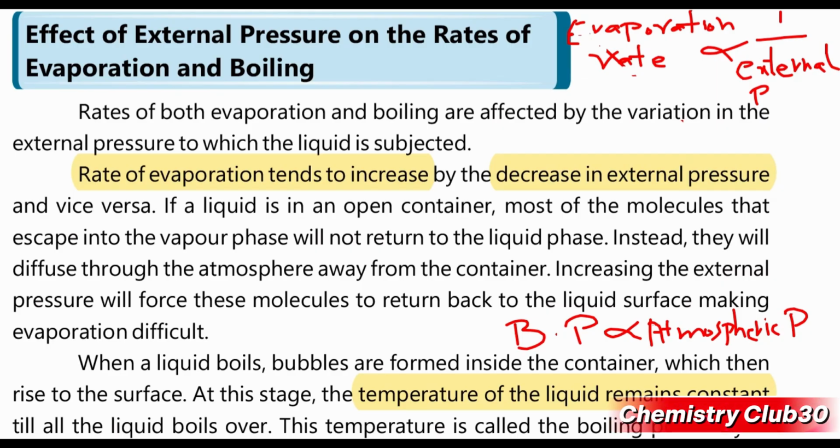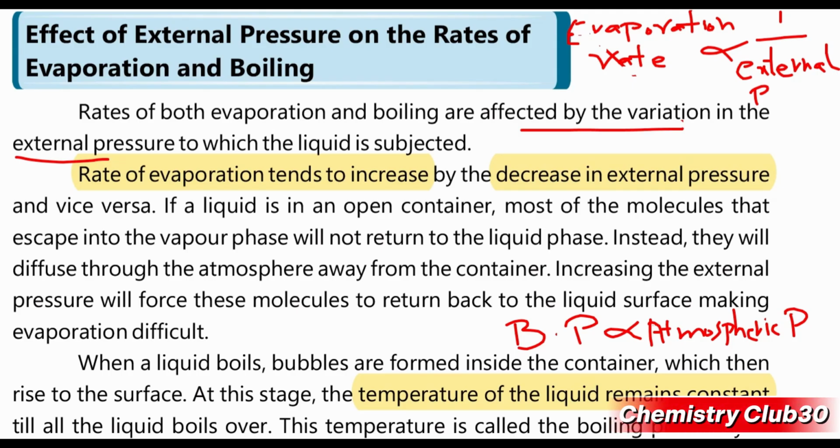In previous lesson we have studied the difference between evaporation and boiling. Evaporation occurs at all temperatures while boiling occurs at a specific temperature that depends upon the type of liquid. So rate of both evaporation and boiling are affected by the variation in the external pressure to which liquid is subjected. Rate of evaporation tends to increase by the decrease in external pressure and vice versa.